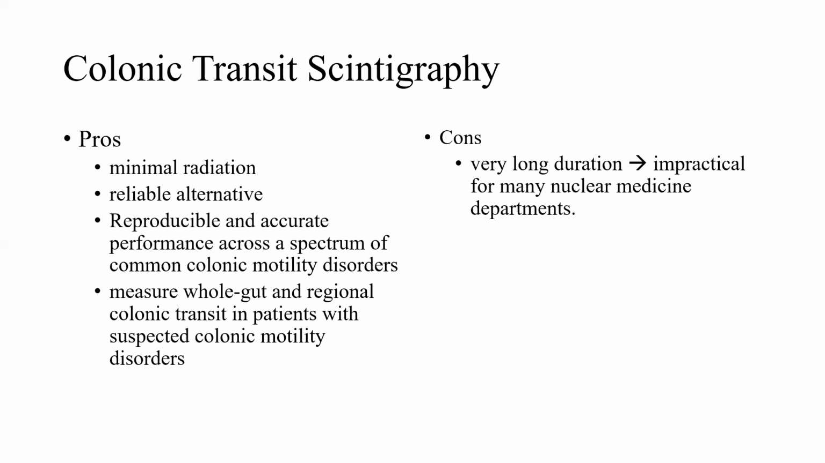The other modality is by using nuclear medicine technology, which is called scintigraphy. The advantage is, in fact, a lesser amount of radiation compared to using the markers. It's a reliable alternative. It's reproducible and accurate. It measures the whole gut and also regional colonic transit. However, the cons would be a much longer duration and it is not practical for many nuclear medicine departments, mainly because of resources.